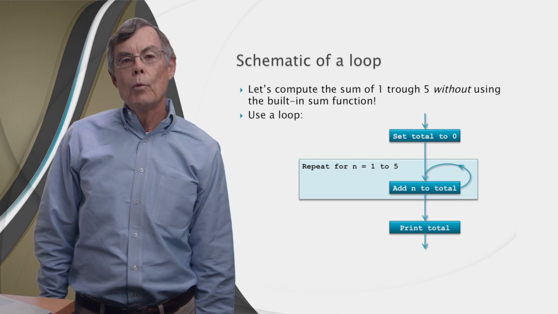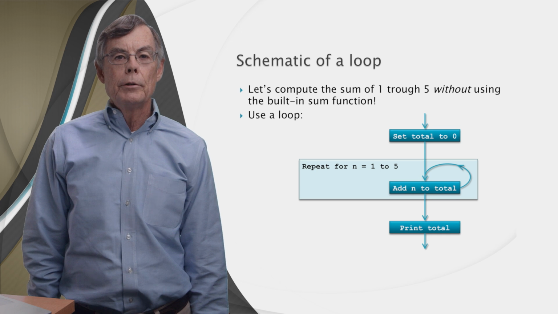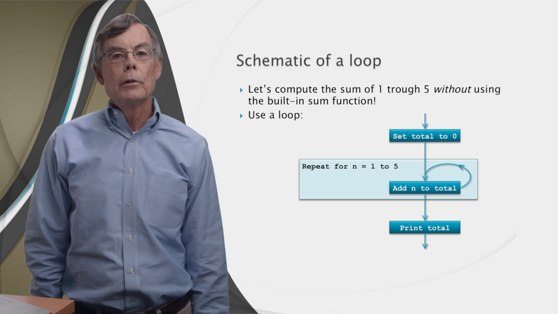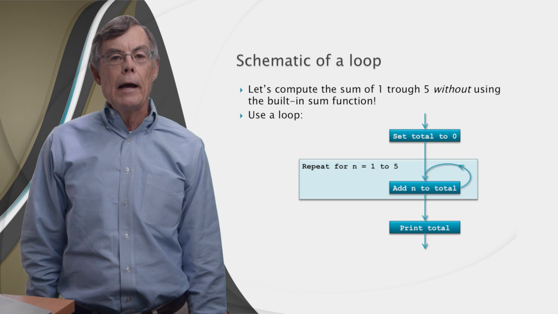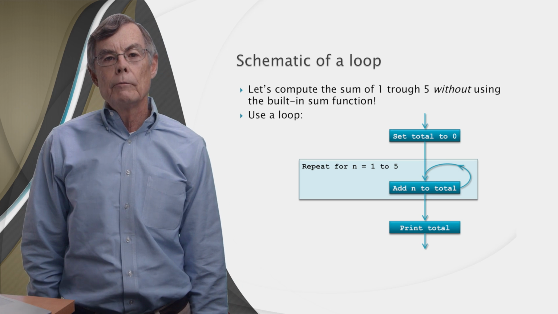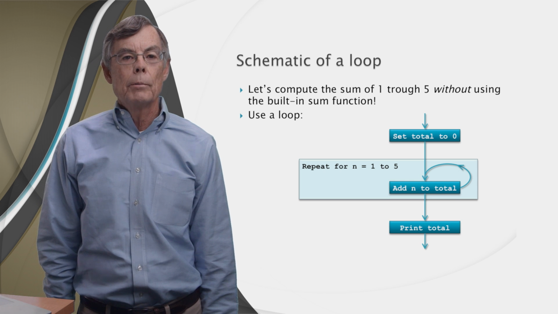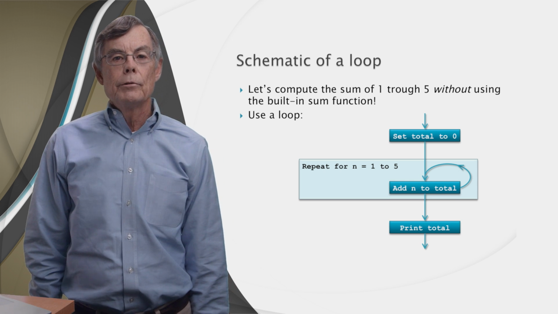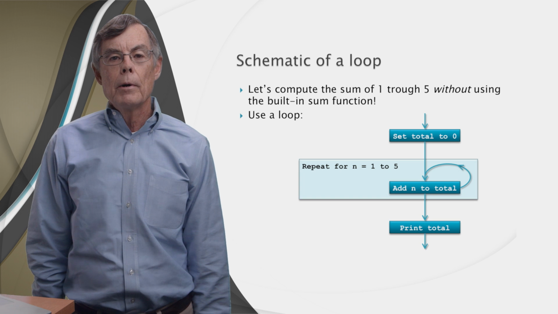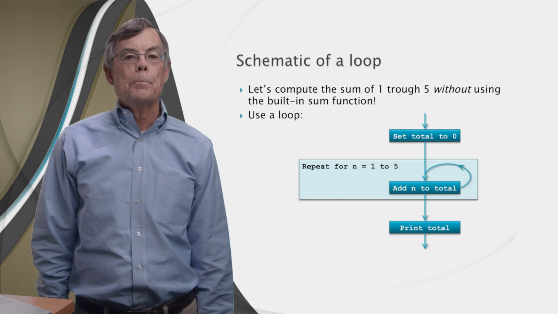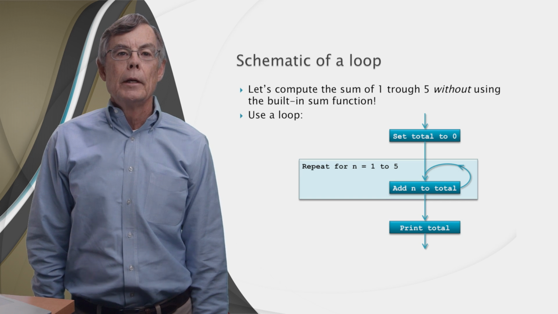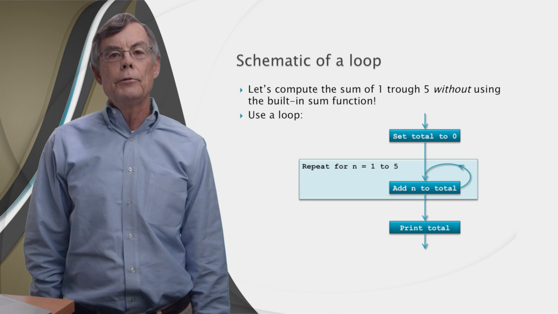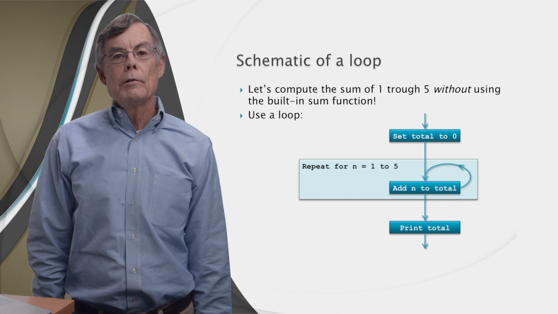Let's compute the sum of 1 through 5 without using the built-in sum function. We'll use a loop, but we need to design an algorithm that includes the loop. An algorithm is just the computer science term for a step-by-step procedure that solves a problem. And this figure shows a very simple algorithm that will solve our problem. It uses a variable called total to store the sum as we compute it, and it starts by initializing total to 0. The large light blue box represents the loop.